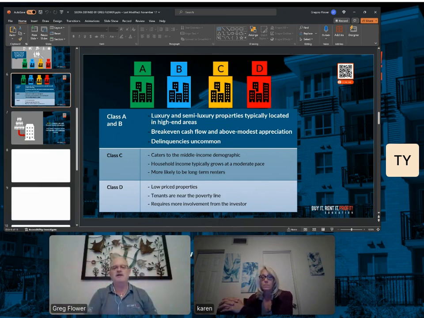How do I make my building better? And this is what we just talked about, Class A and Class B. These are more luxury, with more amenities, typically in the higher-end areas. They have a break-even cash flow. Here you can maybe do a little bit more in your C and your D, like we just discussed. What can you do in these properties to make them better? Give them more amenities, make it more attractive for your prospect tenant to live in. But anyway, this is the breakdown for it.